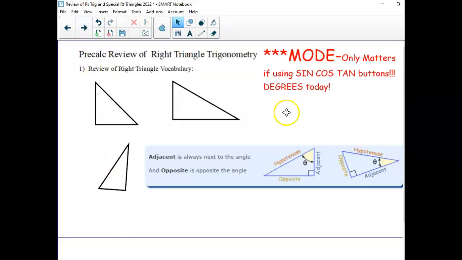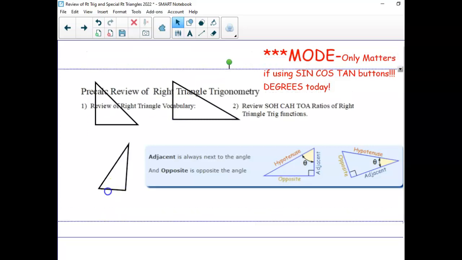All right, so again, the mode only matters if you are pushing the sine, cosine, or tangent buttons. And for today, everything we do will be in degrees. All right, so some basic review. When you have a right triangle, tell me about the vocabulary.